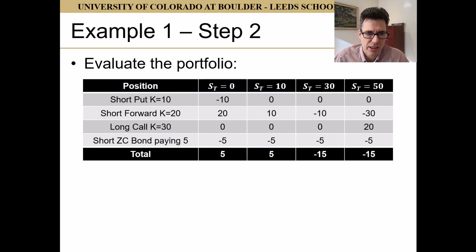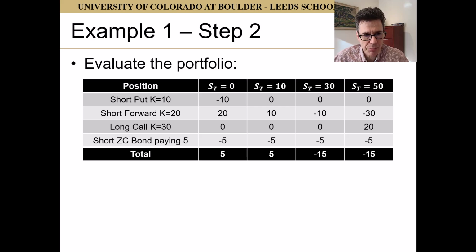If the asset ends up at 0, we make $20. If it ends up at 10, we make $10. If it ends up at 30, we lose $10. If it ends up at 50, we lose $30. Long a call with strike 30, it's going to be 0 for the asset ending up at 0, 10, and 30, and it's 20 if the asset ends up at 50. And finally, that 0 coupon bond, we're short it paying 5, which means we lose $5 no matter where the asset ends up. So we add those things up.